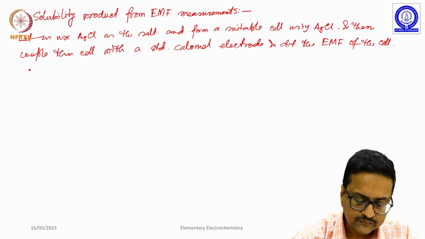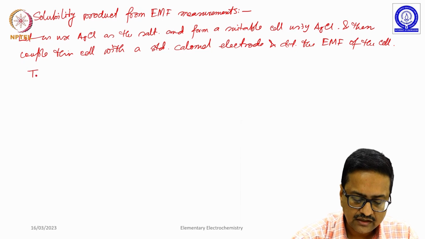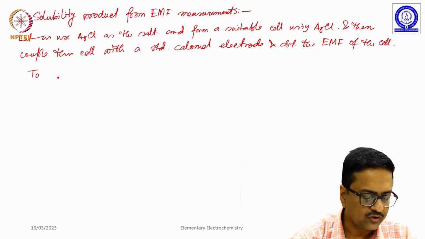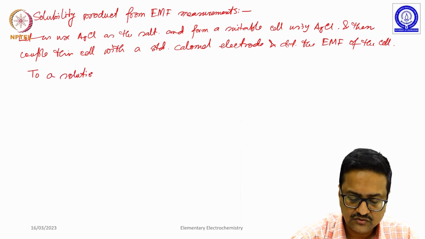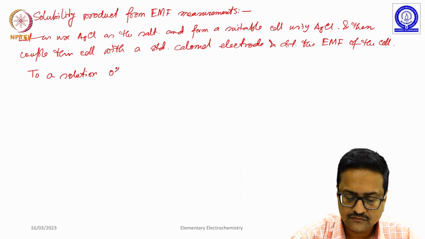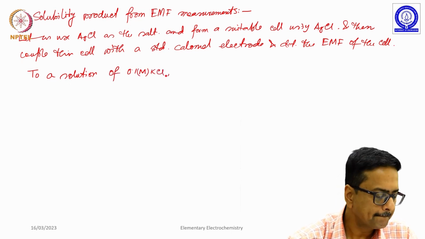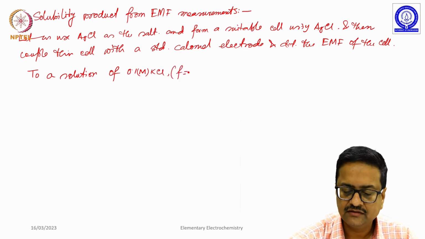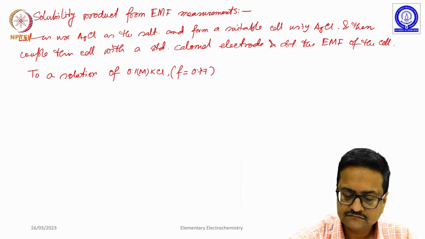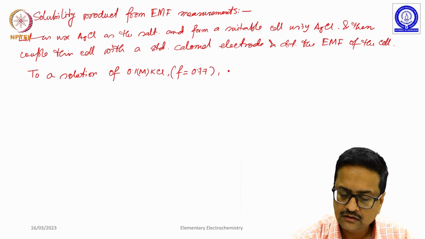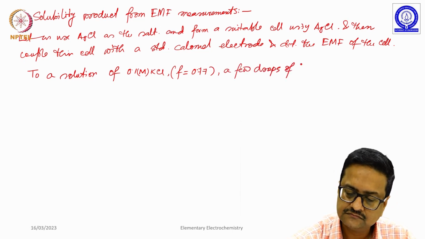So, what we do? We take a 0.1 molar KCl solution, for which the value of F is 0.77. To this solution of 0.1 molar KCl, a few drops of AgNO3 is added.